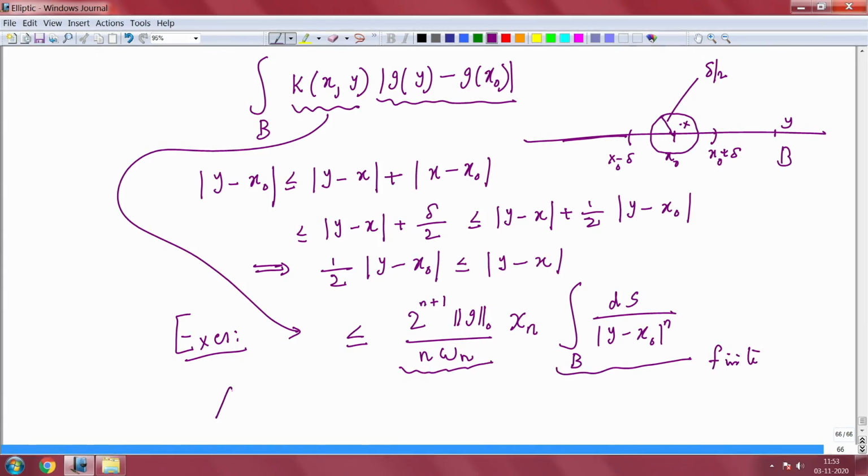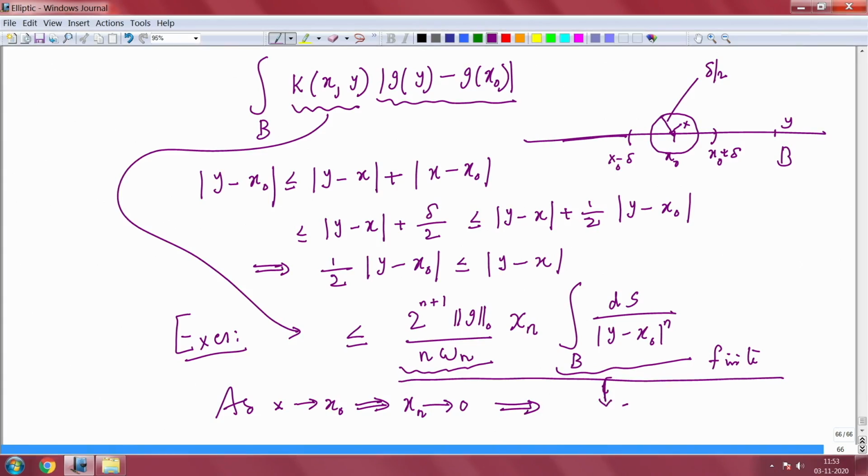So, as x tends to x naught, this immediately tells you that my x n tends to 0. You see, that is it. When x tends to x naught here, and x tends to x naught here, my x n tends to 0. That is very crucial. That implies this term tends to 0. That is it. That is the proof. So, the only thing is that you derive this estimate properly. Okay. So, that proves it.